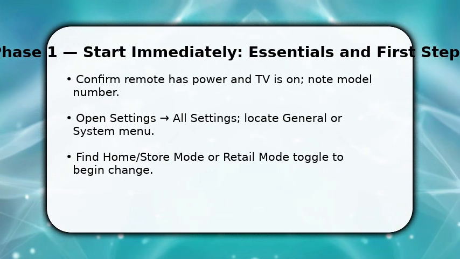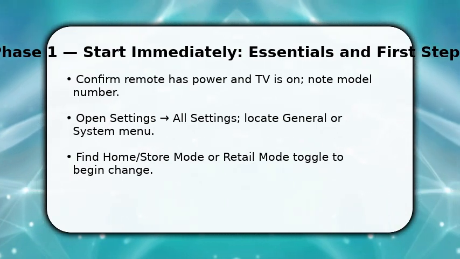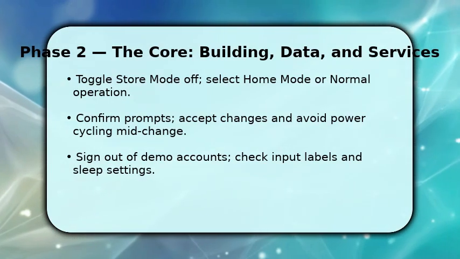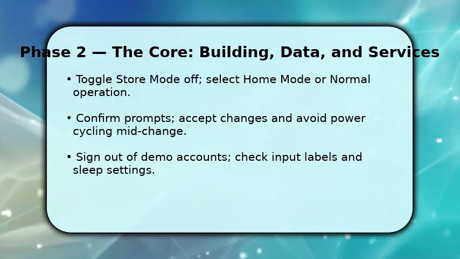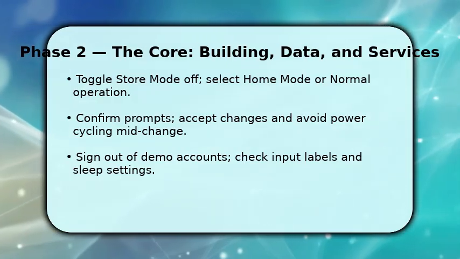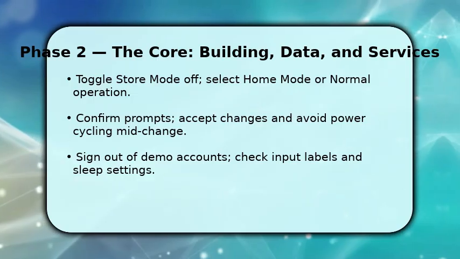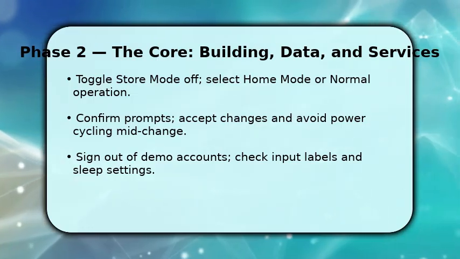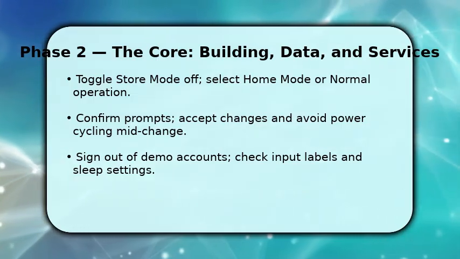Once you find the store mode control, toggle it off and select Home mode or Normal operation. This tells the TV to stop demo behavior. You may see a confirmation prompt, accept it. Make sure you do not power cycle the TV while settings apply, because that can revert the change.